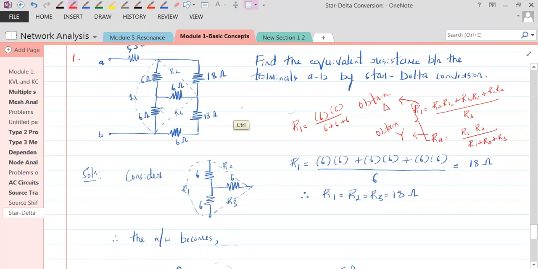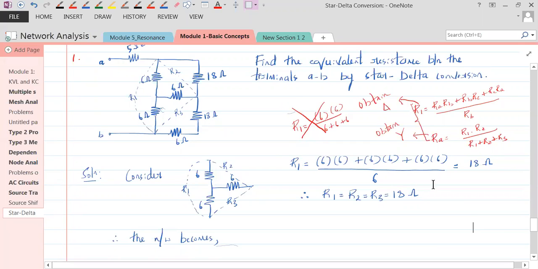Is that okay with you? This is wrong. We are trying to obtain a delta out of a star and you're using a wrong equation here. A very commonly made mistake by students, if you are not aware of what you're doing. We are converting a star into delta. So which is the equation? This is the equation which comes in this form.